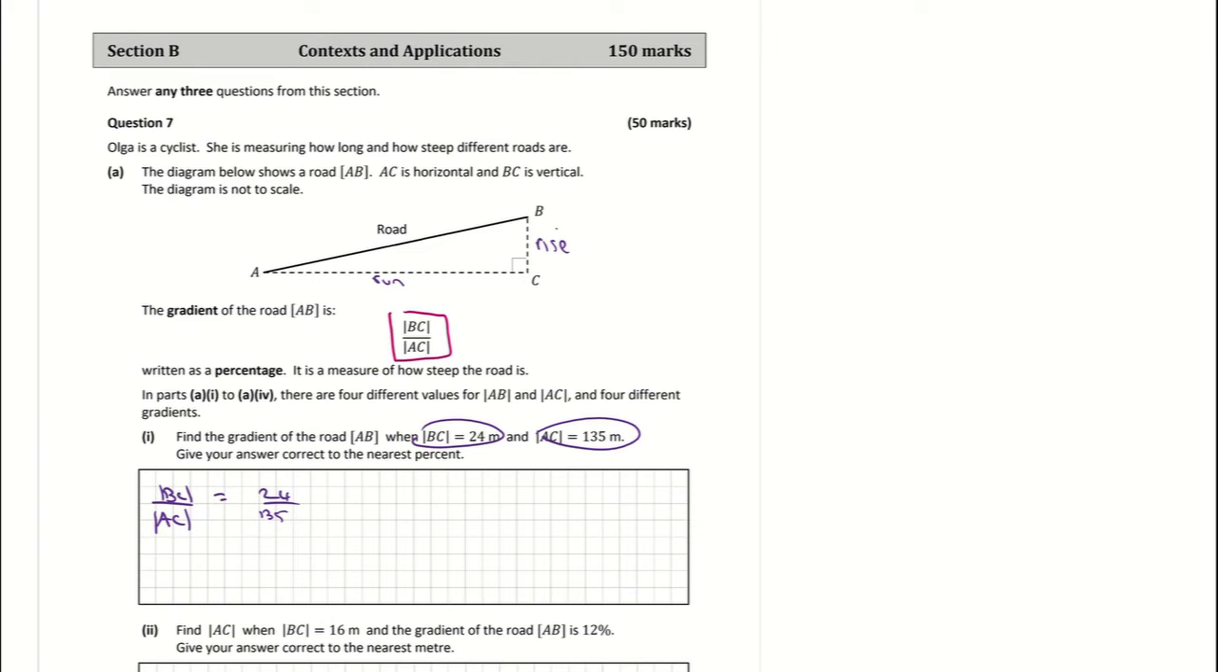The question wants it as a percentage, so I need to times that by 100 over 1, and that's giving me 17.78%. The question wants it to the nearest percent, which is 18%.